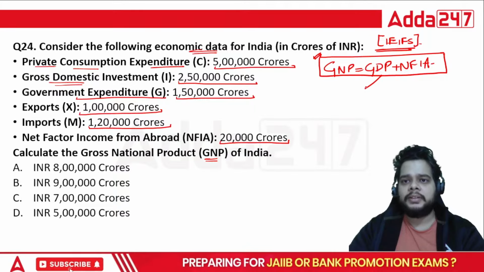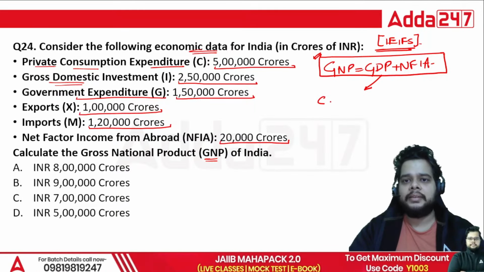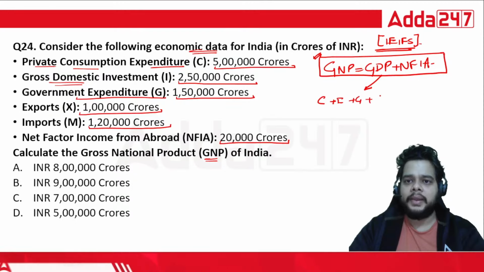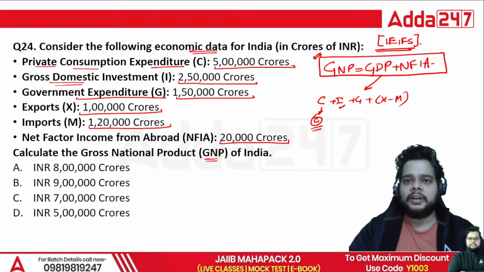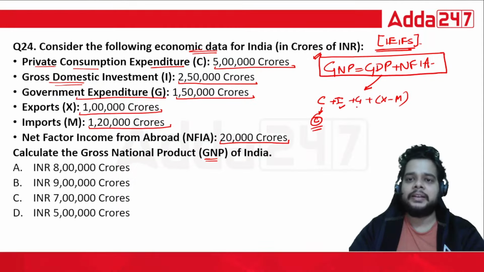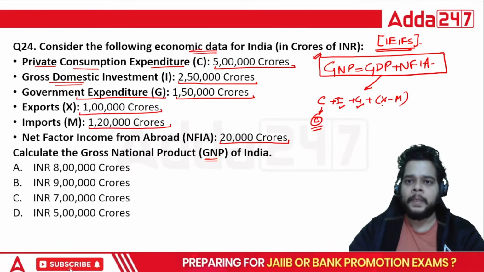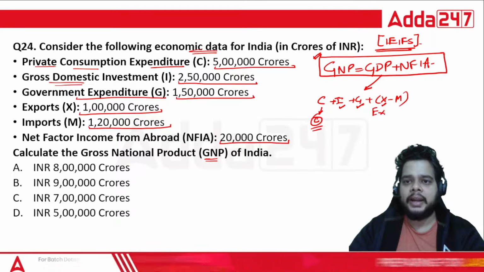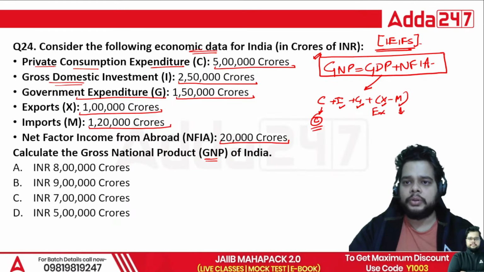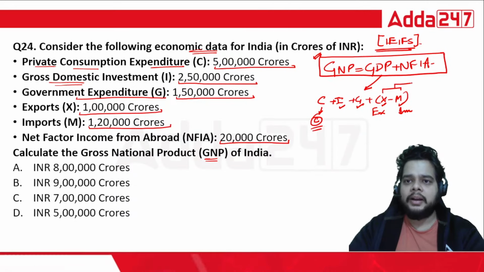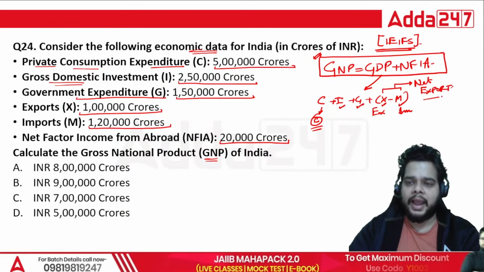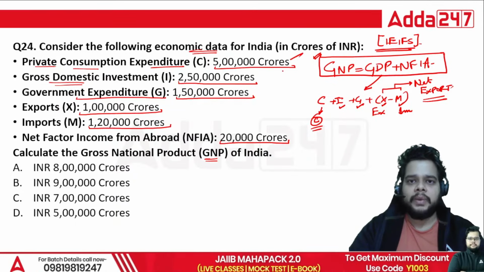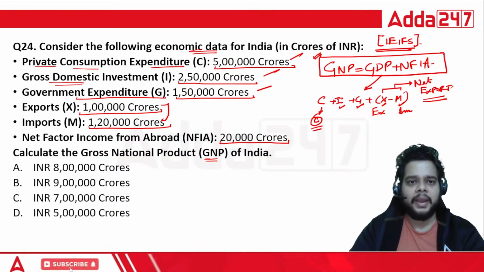So for GDP, what is the formula? In the expenditure method, it is C plus I plus G plus X minus M, where C stands for the consumption expenditure by the consumers, I for the investment expenditure by the investors, G for the government's expenditure, X for the exports and M for the imports. X minus M is ultimately known as net exports. So you just have to add all these things, C plus I plus G plus X minus M.